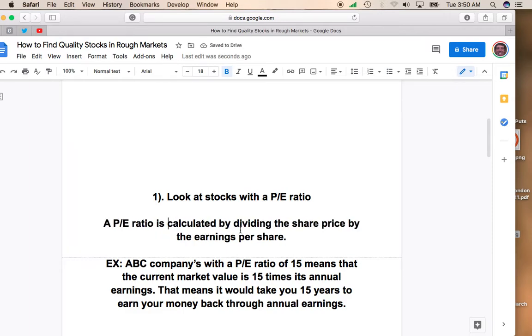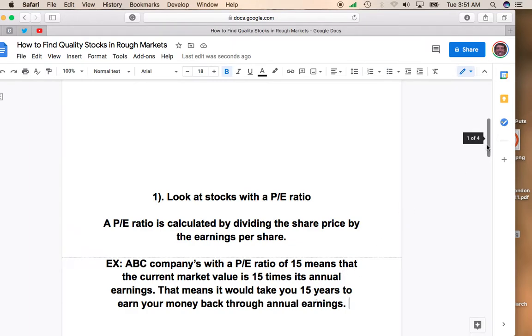Just as an example, let's say ABC company has a PE ratio of 15. That means that the current market value of ABC company is 15 times its annual earnings. That means it would take you 15 years to earn your money back through annual earnings. So it basically takes the price, the value of the company, and the annual earnings, and you get the PE ratio.